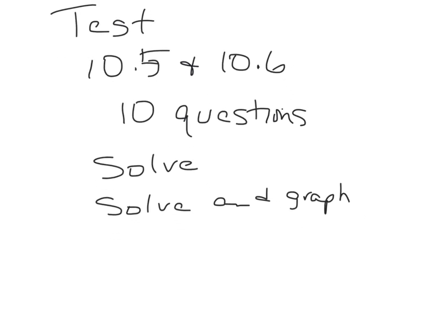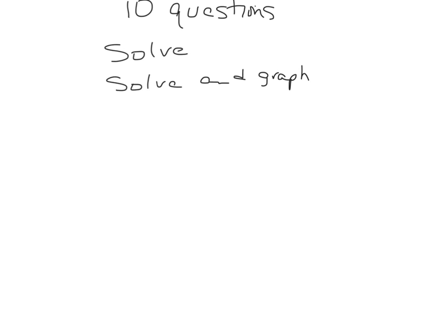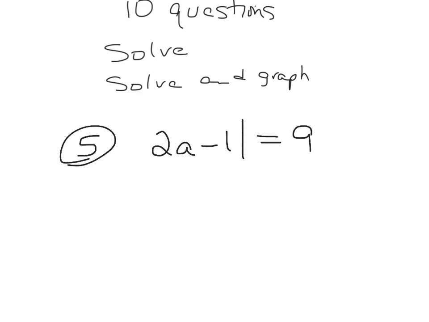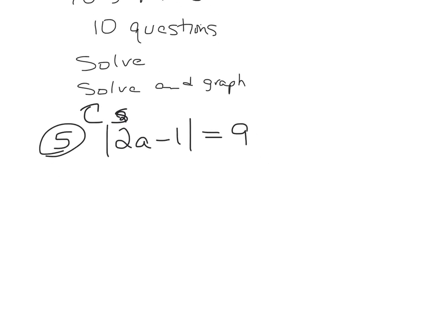So on the questions where, let's say you get a question that looks like, say, number 5 from your homework last night, where it's 2a minus 1 in the absolute value bars and 9. This question might say solve and graph. So over here to the side, just like on last week's quiz, there's going to be 2 lines. So on the top line, you'll write your inequality, and on the bottom line, you'll create your graph, or you could do it next to it.